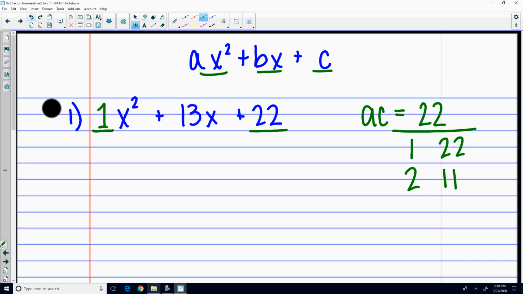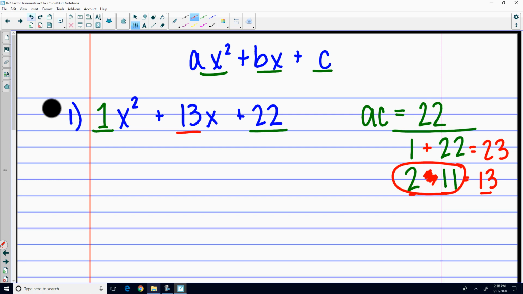Okay, well the rule was it has to multiply to AC, but it also has to add to B. So when I add these things together, I have to figure out how I make 13. Well, if I do 1 plus 22, I get 23. That's not 13. But guess what? 2 plus 11 is 13. It multiplies to 22 and it adds to 13. So the numbers I'm going to use are 2 and 11.